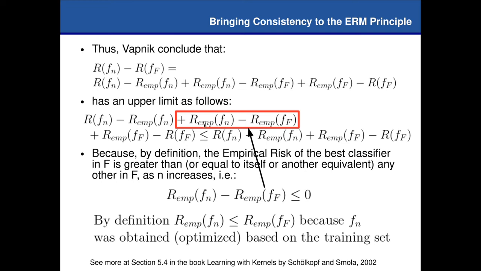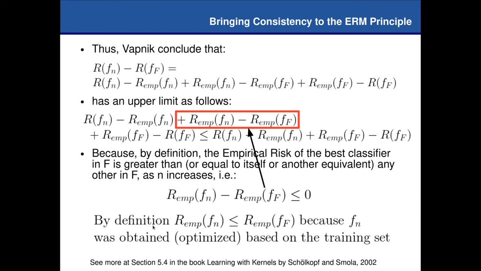Because when I measure the divergence, the difference of the empirical risk of my function, which is a function I'm just starting with, minus the empirical risk of the best function ever, the best function I have in my space of divisible functions, this difference is always going to be smaller than or equal to 0. Why is that the case? That's just a definition.